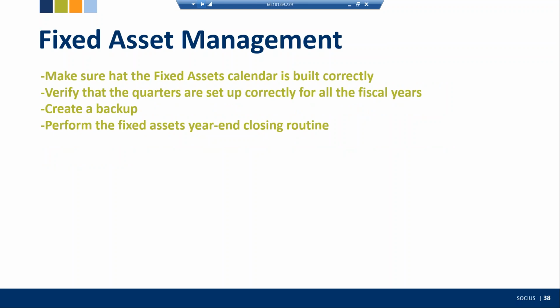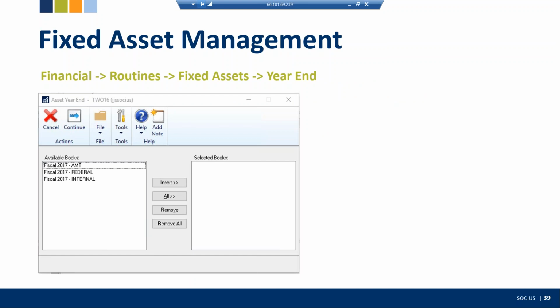Then you need to make sure that your fixed asset calendar is built correctly and verify that the quarters are set up correctly for all fiscal years. You create a backup, a common theme, and then perform the fixed asset year-end closing routine. And that's what this looks like. You can run all available books and close them all at one time, or you can do them one at a time. You get to this window through Financial, Routines, Fixed Assets, and Year-End.